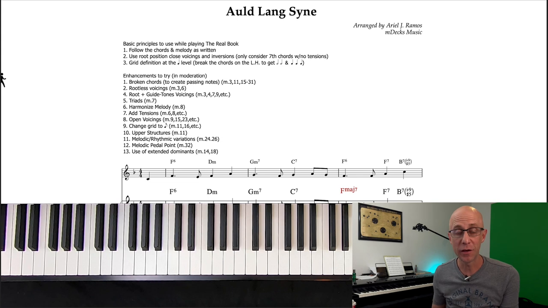Welcome back to our series on how to play the real book, where we talk about different interpretations of the lead sheets found in the real book. Today, what we're actually going to do is dive into the Christmas real book with Auld Lang Syne.